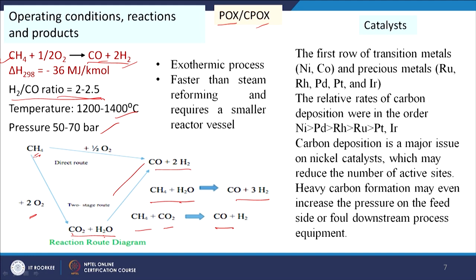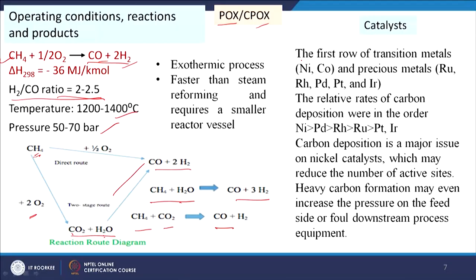And this is an exothermic process, faster than steam reforming, and requires smaller reactor vessels. So, the advantage of this is that we do not need to give much external energy for these reactions. And then if we see the catalyst part, we will see the first row of transition metals, nickel and cobalt, and precious metals, ruthenium, rhodium, palladium, platinum and iridium, used as catalysts for this reaction.